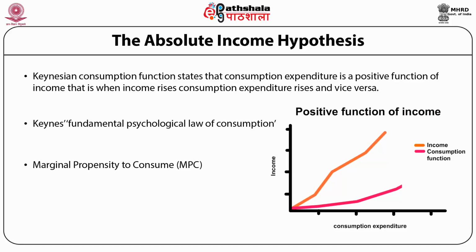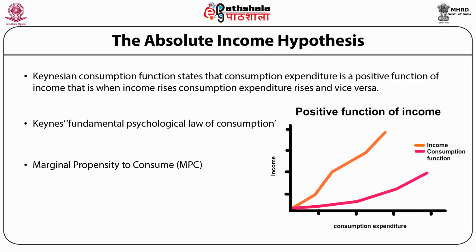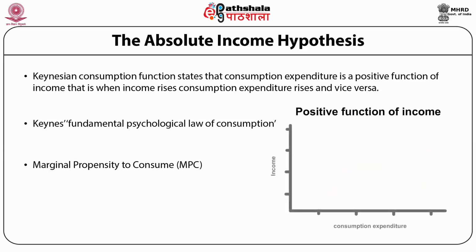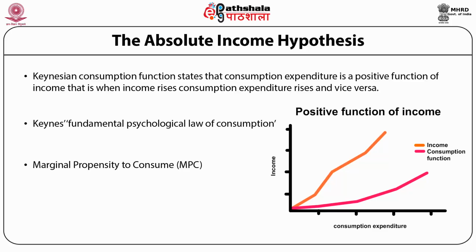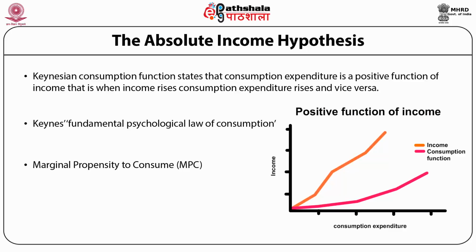Now, what is this MPC? The relationship between marginal income and marginal consumption is known as MPC. Symbolically, it can be expressed as delta C upon delta Y, where delta C is marginal consumption or exact increase in consumption from the previous level of consumption, and delta Y is marginal income or exact increase in income from the previous level of income. Keynes said MPC decreases with the increase in income, that means when income increases, people consume a decreasing portion of marginal income.